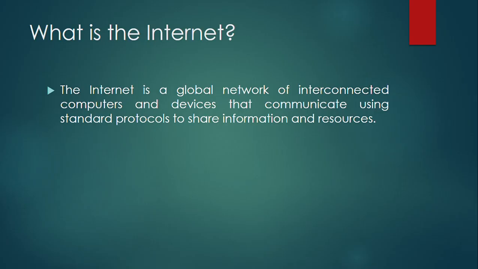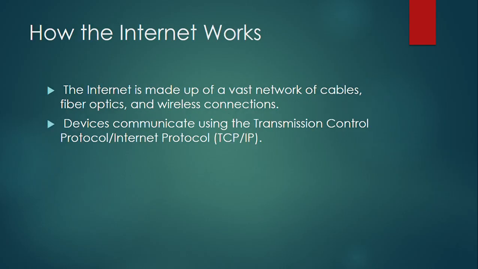First off, what is the internet? The internet is a global network of interconnected computers and devices that communicate using standard protocols to share information and resources. How the internet works. The internet is made up of vast networks of cables, fiber optics, and wireless connections.